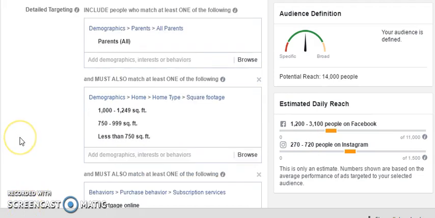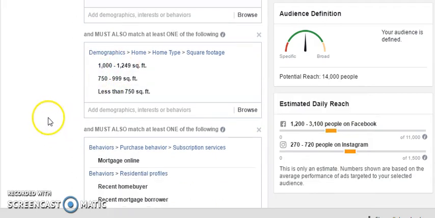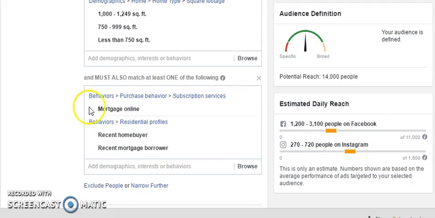Okay, for this example, I'm going to show you really how creative we can get. There's really limitless options we can go after, and how granular and how relevant we can get when creating our ads. So let's say we want to target parents, and they must also currently live in a pretty small home, so less than 750 square feet, 750 to 999, or 1,000 to 1,200, and they must be highly receptive to an online mortgage offer, or they must be a recent home buyer or a recent mortgage borrower.